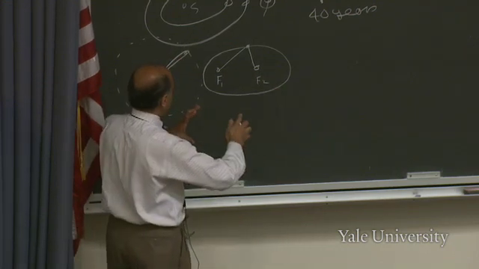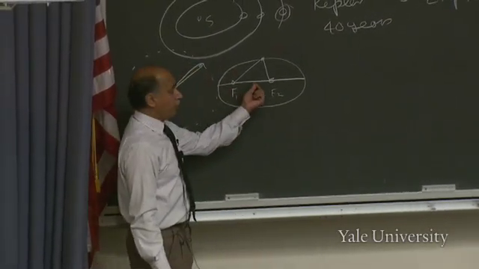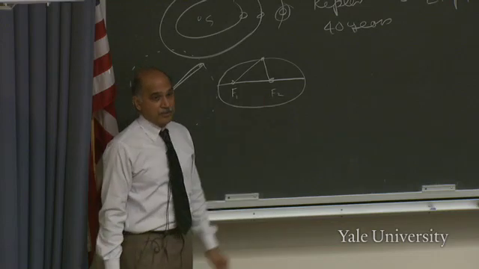Ellipse is an egg-shaped circle, and if you want to get the circle back from the ellipse, you just move the 2 focal points to a single point, and you will get the circle.